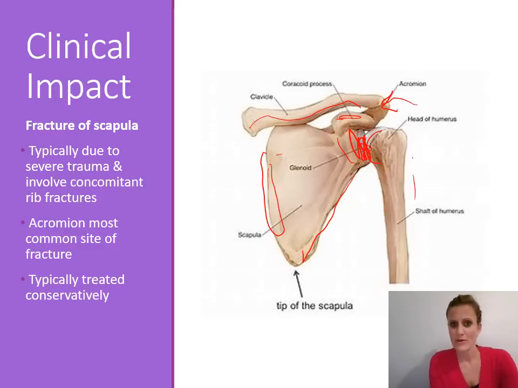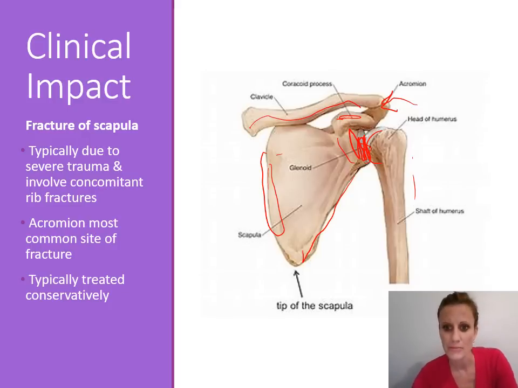Fractures of the scapula are pretty rare. It takes a pretty severe trauma to fracture the scapula, and part of that is just because of its location and the fact that it's so incredibly surrounded and encumbered by muscular structures, and it's really protected.